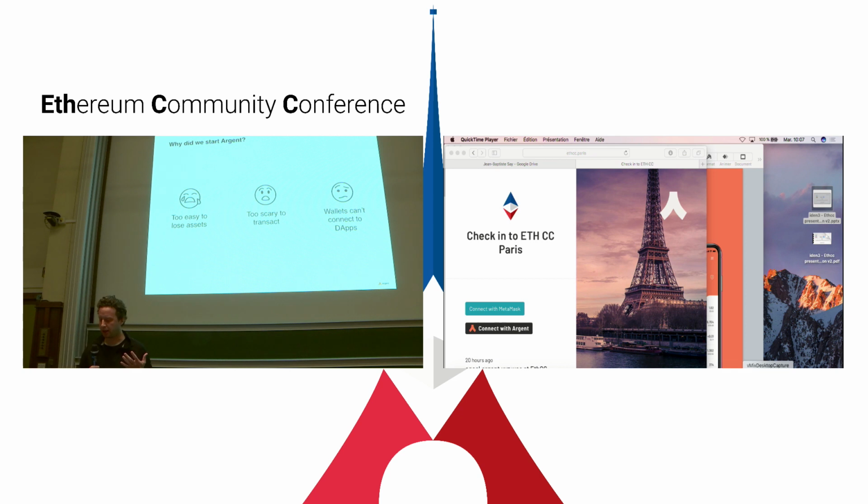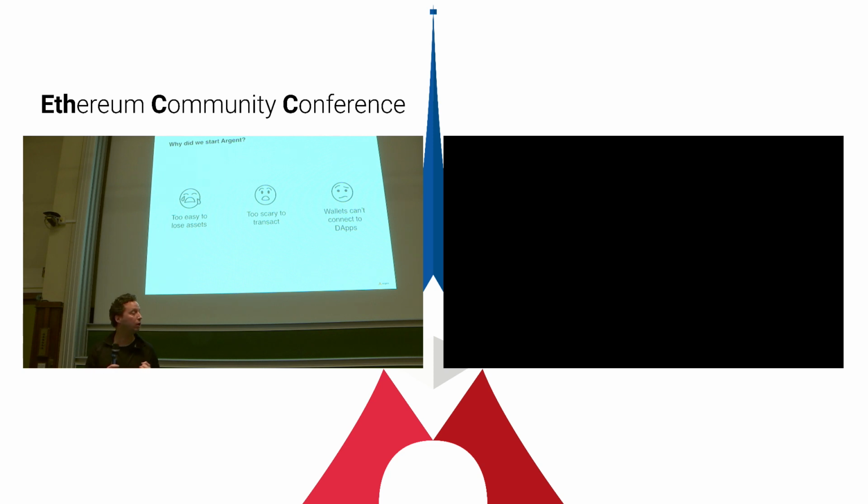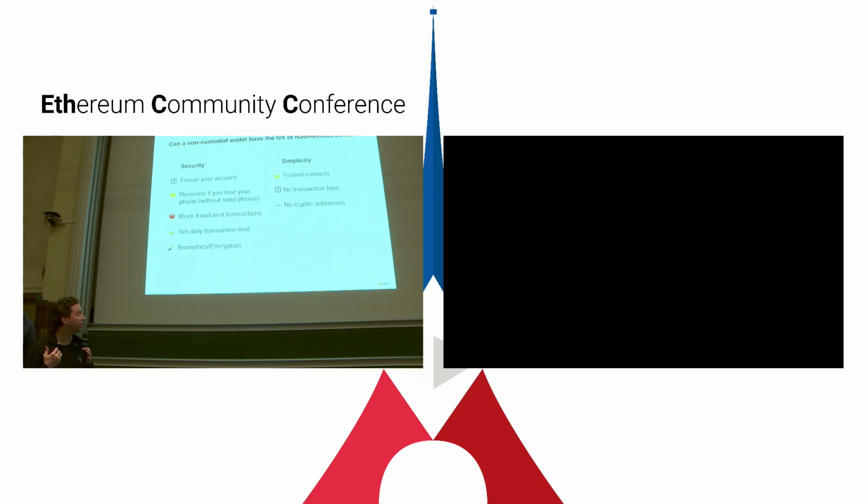Why did we start Argent? We basically felt that to achieve the Web3 vision, there were massive UX challenges to solve. So I think we all are well aware of them. It's too easy to lose assets. It's way too scary to transact. And wallets can't connect well enough to dApps. So what we did is really build our wish list. What would be the perfect wallet?